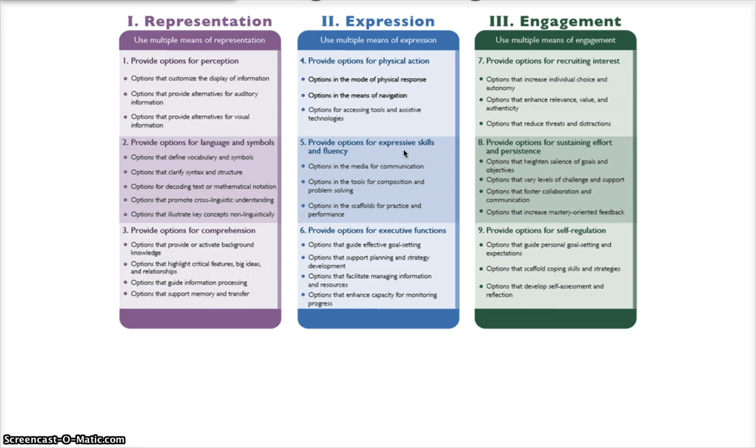Provide options for self-regulation. So options that guide personal goal setting and expectations. So again, students are able to understand what they need to do and have expectations of themselves, but you probably are providing a rubric, so they have clear ideas of what expectations you're going to have when you grade the assignment. Options that scaffold coping skills and strategies, so give students strategies for how they need to progress through the work, how they need to approach a subject, how they need to approach the actual assignment.